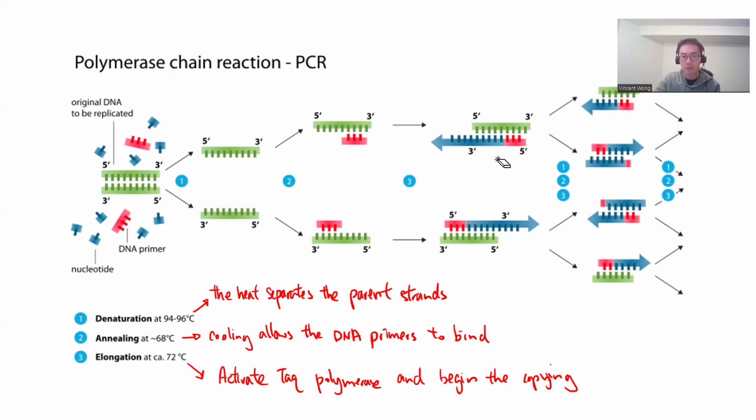And so at the end, you will have 2 copies, and each of these copies will go through another cycle of denaturation, annealing, and elongation, and then you're going to have 4 copies, and so on and so forth. Every time you go through this, it doubles. So you just set the machine, you input the temperatures for the 3 steps, and then you tell it how many cycles you want to run, and the machine will do everything for you. Okay, that's PCR. Any questions?